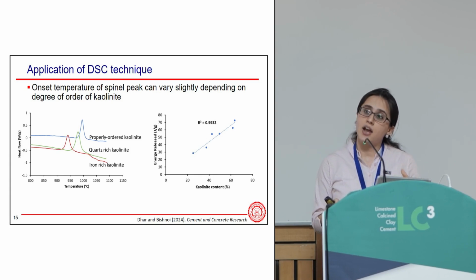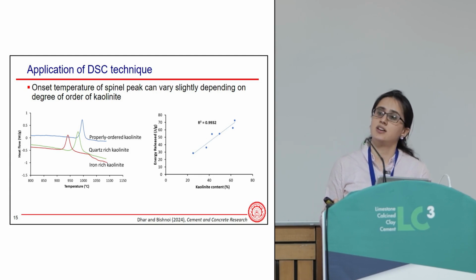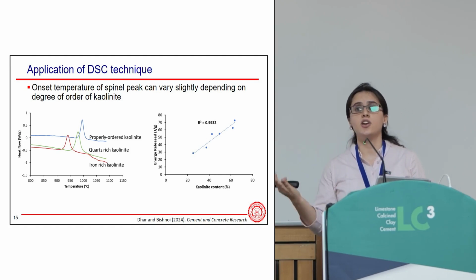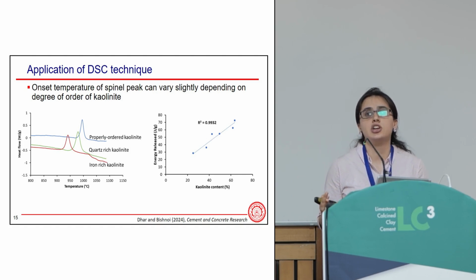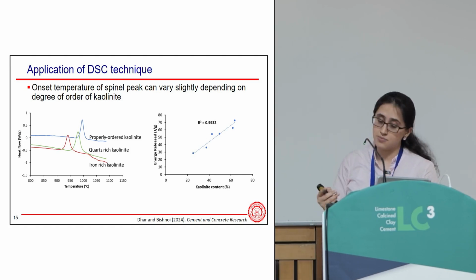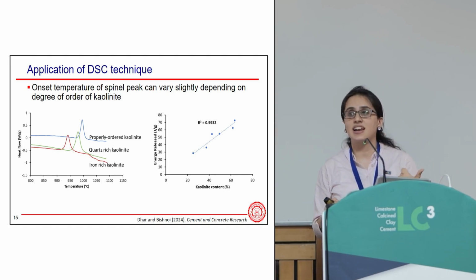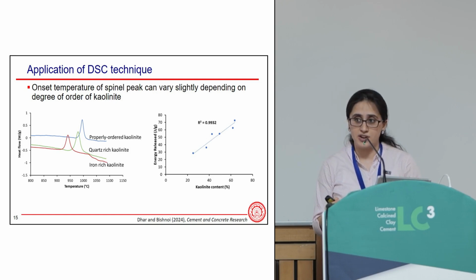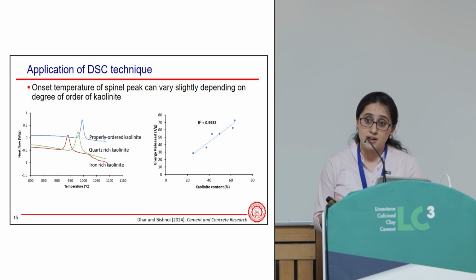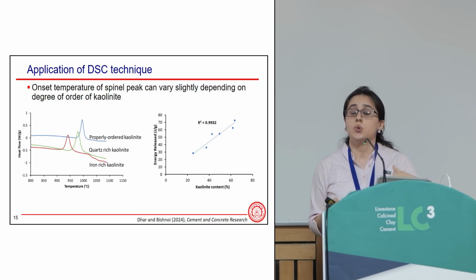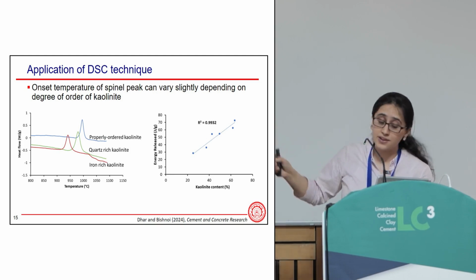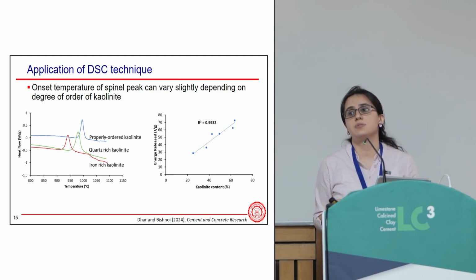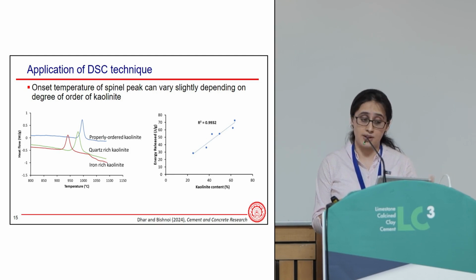One of the factors that we identified on which the spinel phase, this conversion of metakaolin into the spinel, depends is the degree of crystallinity of the clays. You can see on the diagram there, the blue one represents the clay which has a high degree of crystallinity, and you can see here that the onset temperature of spinel is higher as compared to the clay which has a very high degree of disorder. The one with the red line, you can see there is a difference, and this difference is because of the degree of crystallinity of the clay.